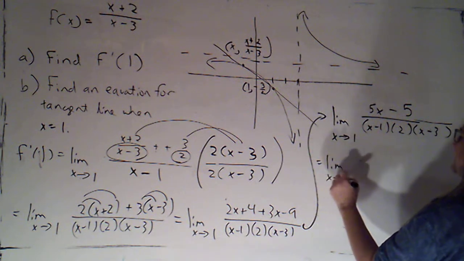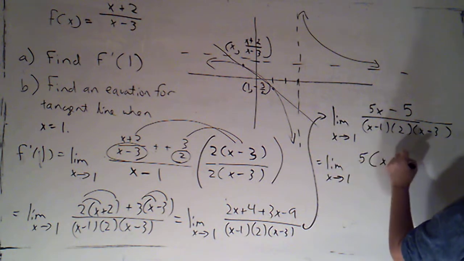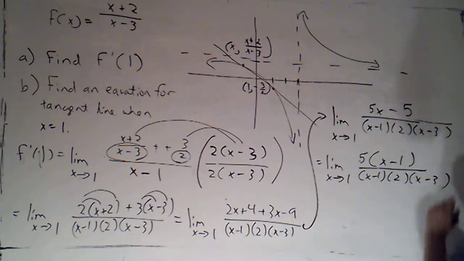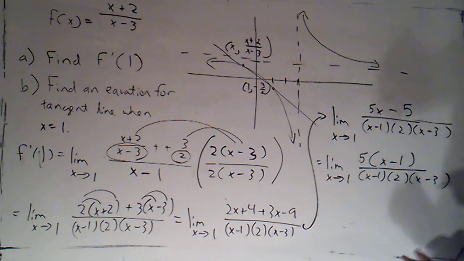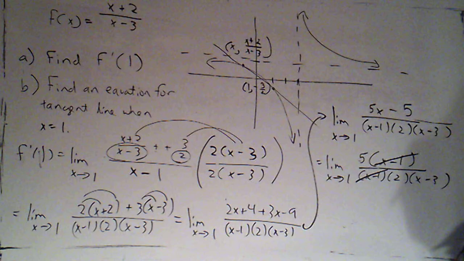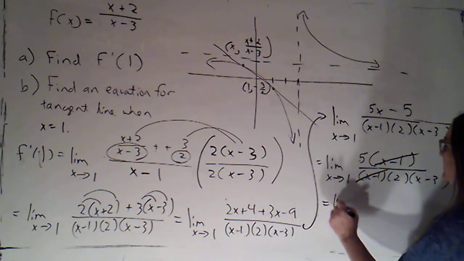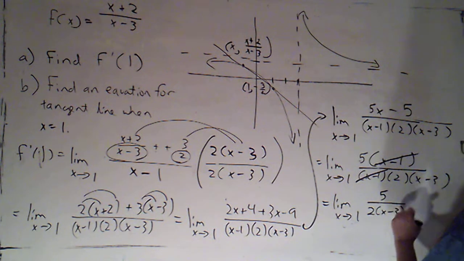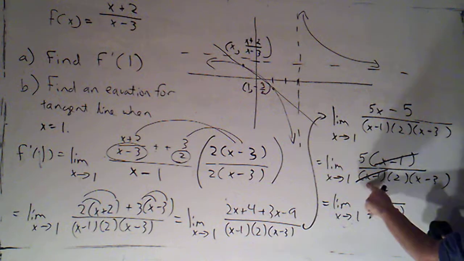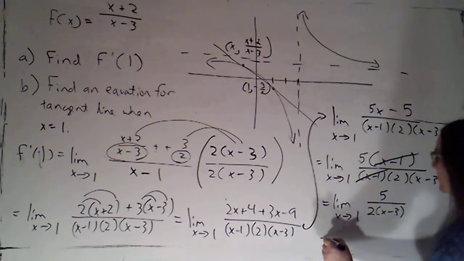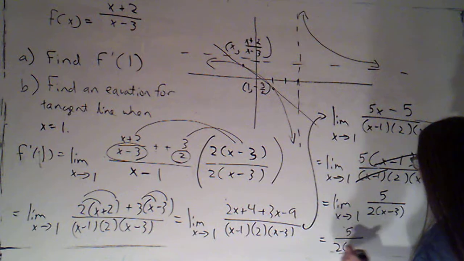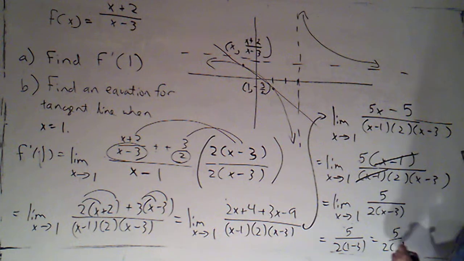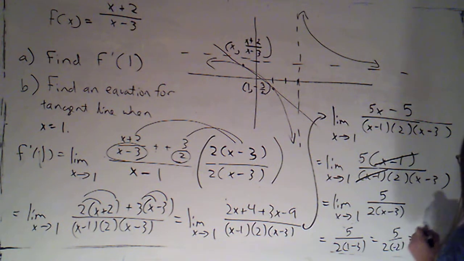So this is the limit as x goes to 1 of 5 times x minus 1 over x minus 1 times 2 times x minus 3. And now we can do what we've been hoping we'd be able to do. We can cancel that x minus 1. So we're left with the limit as x goes to 1 of 5 over 2 times x minus 3. Now that there's no longer that x minus 1 on bottom, I can plug in 1. So that's 5 over 2 times 1 minus 3. That's 5 over 2 times negative 2. That's negative 5/4.